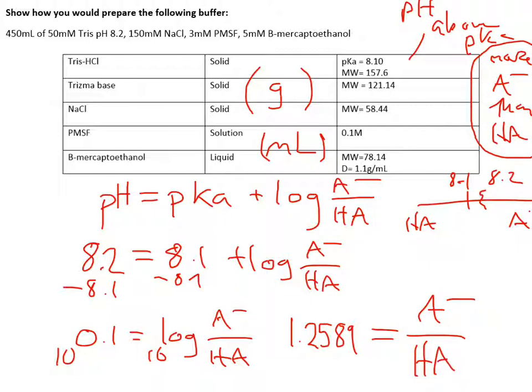Does that match what we said before? Yeah, we have 1.25 A's for every 1 HA. So we have more A's than HA, like our intuition told us earlier. Cool. So let's talk about how to solve it.